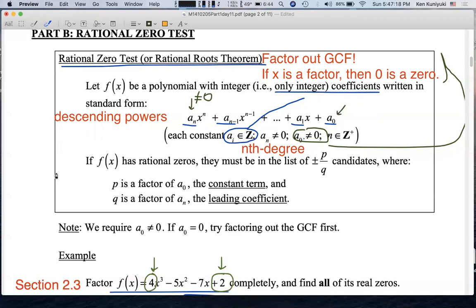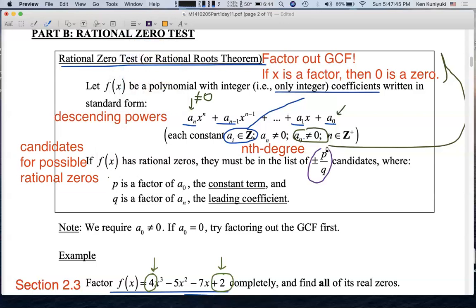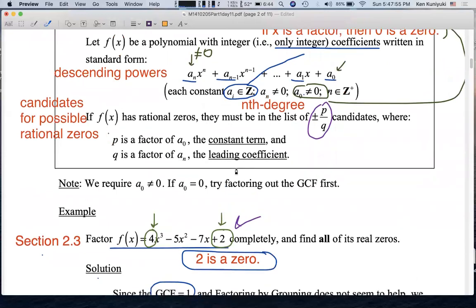And what then will form our list of candidates for possible rational zeros? So what will be our candidates for the possible rational zeros of f? Well, if f of x has rational zeros, they must be in the list of plus or minus p over q candidates, where p is a factor of a naught or a sub 0, the constant term, like 2 here, and q is a factor of a sub n, the leading coefficient, like the 4 here.